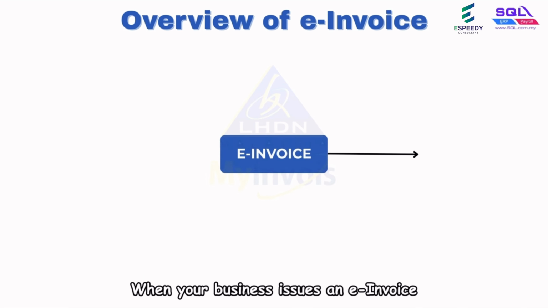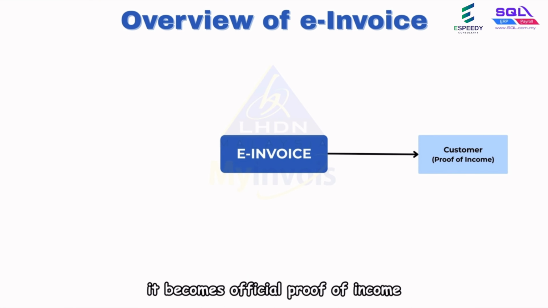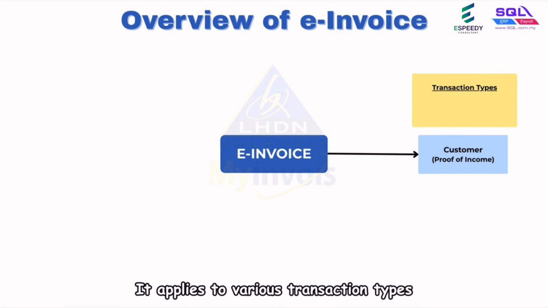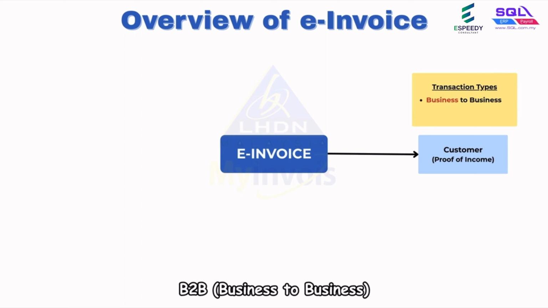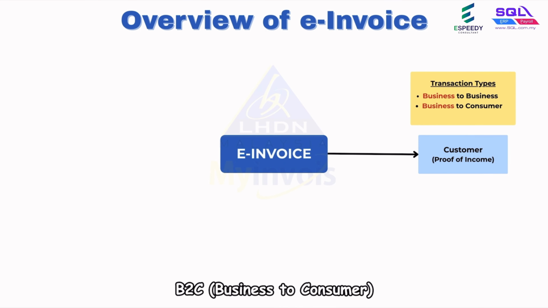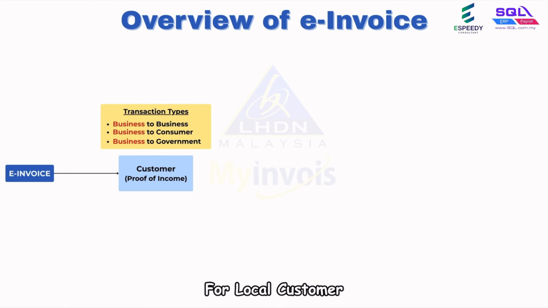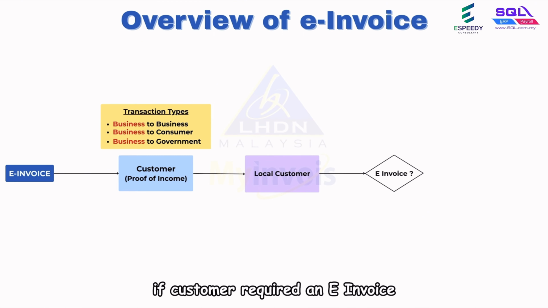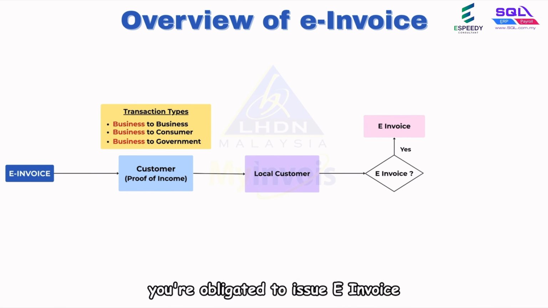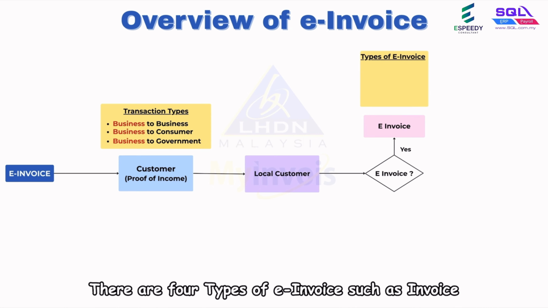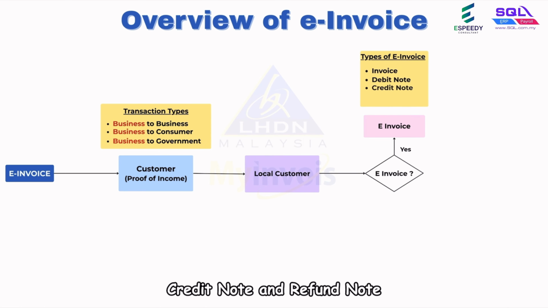When your business issues an e-Invoice, it becomes official proof of income. It applies to various transaction types: business to business, business to consumer, business to government. For local customers, if the customer requires an e-Invoice, you're obligated to issue one. There are 4 types of e-Invoice: invoice, debit note, credit note, and refund note.